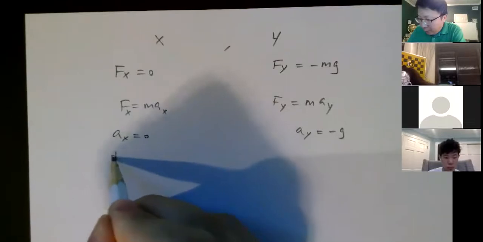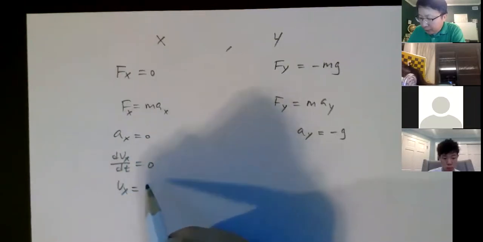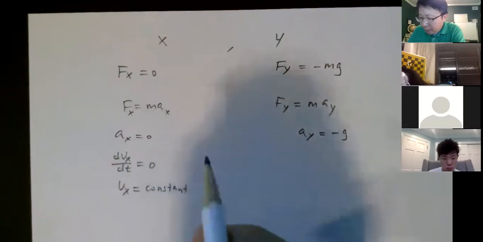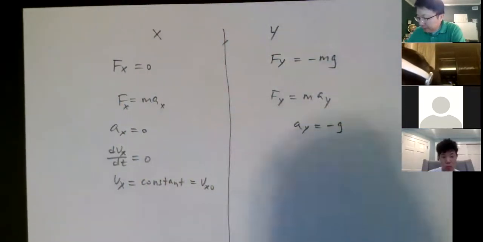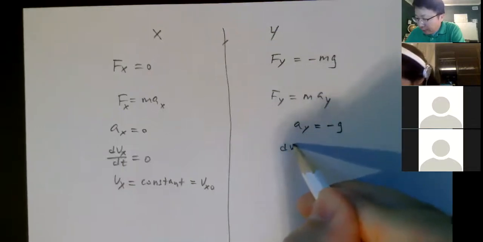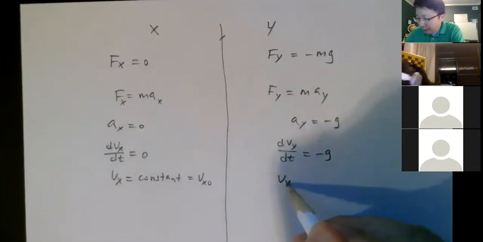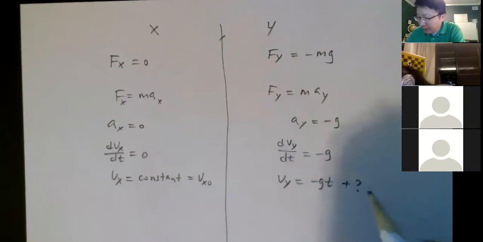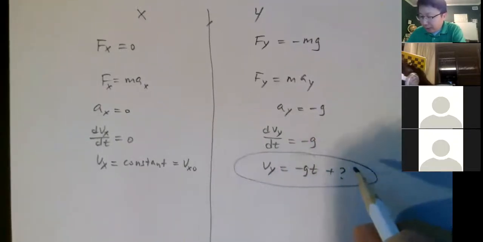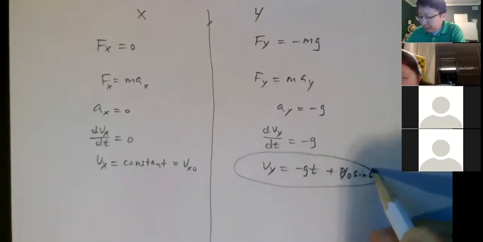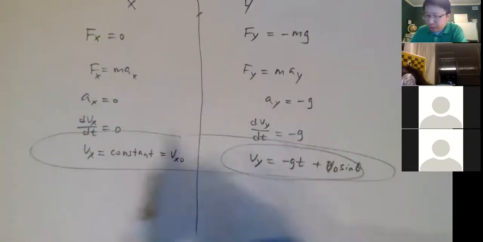From here we know dvx/dt equals zero, and we know that vx is constant, which will equal vx0, correct? From here we know dvy/dt equals minus g by definition. So then we know vy has to be a function like minus gt plus some constant. Then use the initial condition, so we know this one is v0 sine theta, right? Then we quickly get the velocity in both y and x directions.